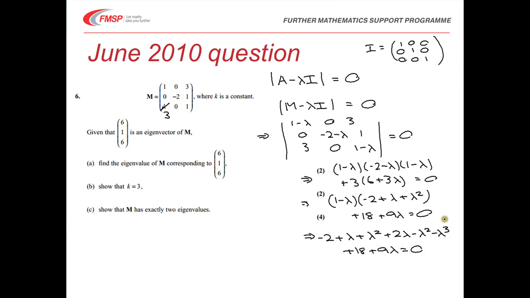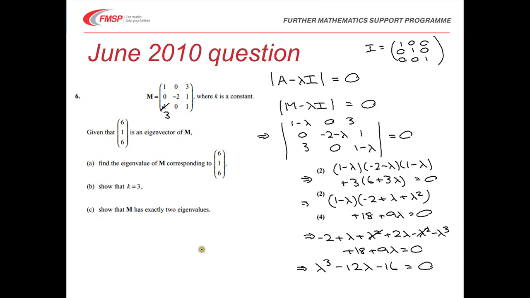Okay, now I notice that I've got a negative lambda cubed here, so I'm going to move all of the terms to the other side by adding or subtracting in order to get a plus lambda cubed. So what will that be? We'll have lambda cubed, and these actually cancel, so there are no lambda squareds. We've got 3 lambda here and 9 lambda here, so that's plus 12 lambda, but on the other side minus 12 lambda. And then we've got minus 2 and 18, which is 16, but on the other side minus 16. So this is the characteristic equation of our matrix M.